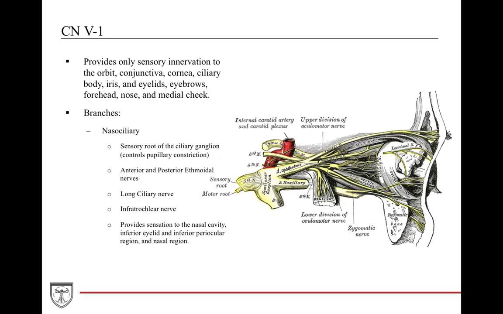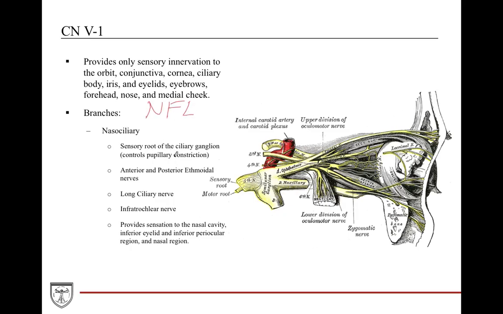Then you've got your cranial nerve V1. This is your ophthalmic division, and this is the one that provides sensation, purely sensation, no motor, to the orbit, conjunctiva, cornea, the ciliary body, the iris, the eyelids, the forehead, even a portion of the upper nose and medial cheek. It has very important branches, the NFL. This is the famous NFL, right?